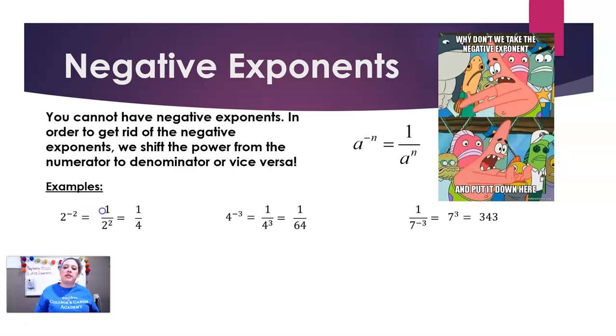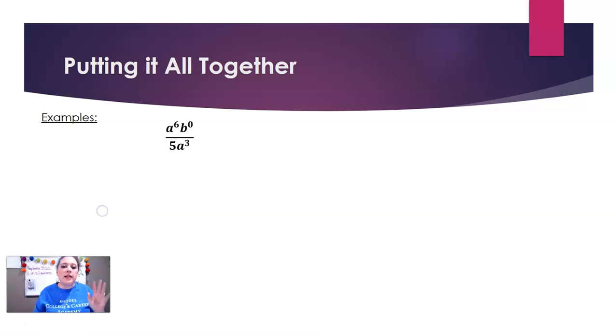So let's put this all together, shall we? A problem like this: I have a to the 6th power, b to the 0 power, and all that is going to be divided by 5 times a to the 3rd power. I'm going to break this apart. Notice that 1 has replaced b to the 0 power, because remember, anything to the 0 power is 1. So we have a to the 6th power times 1, and on the bottom it's really saying 5 times a to the 3rd power.